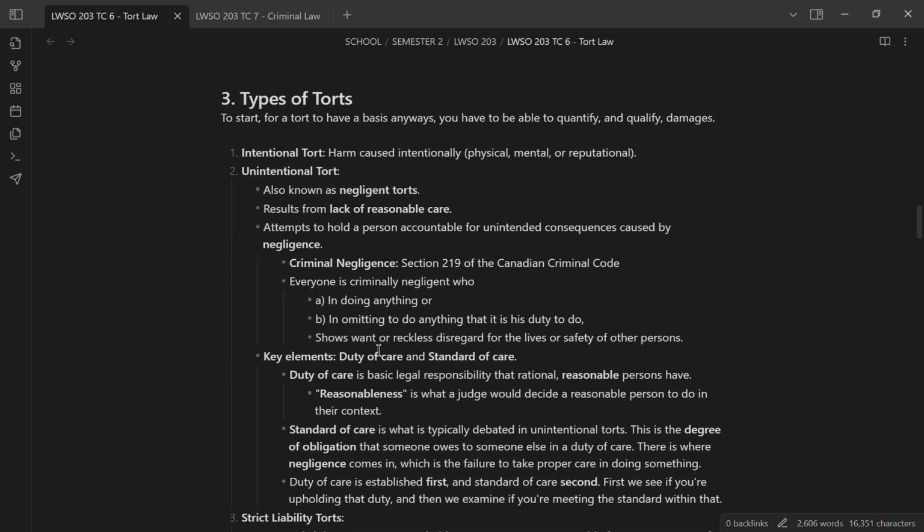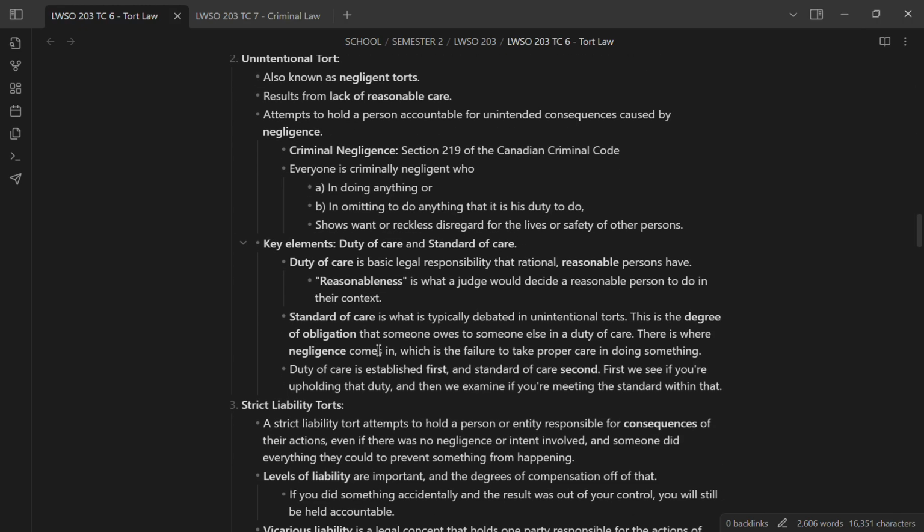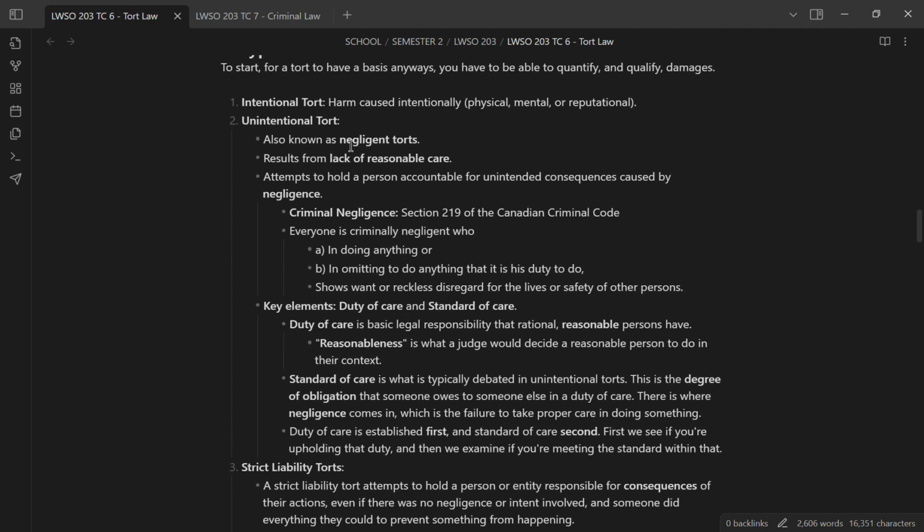Two, this is where tort really gets its own special name, because this is where we get into negligence. We're looking at unintentional torts or negligent torts. This results from a lack of reasonable care. So, negligent torts attempt to hold a person responsible or accountable for unintended consequences of their actions caused by negligence.